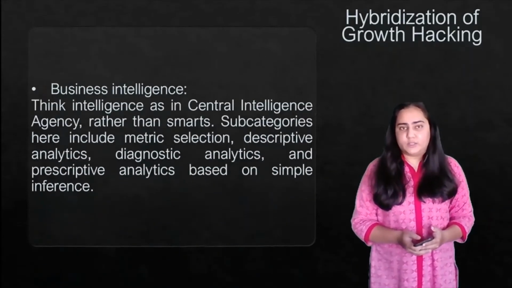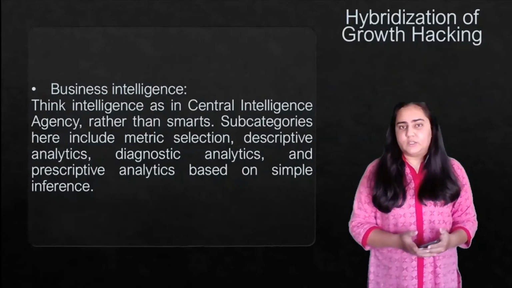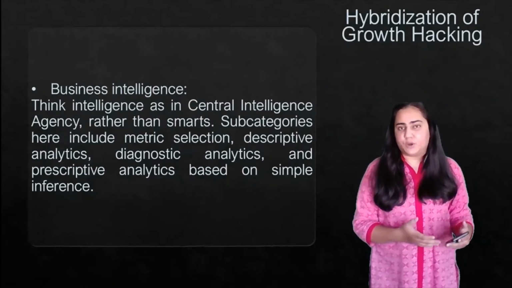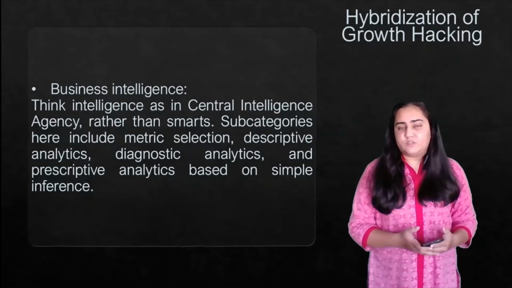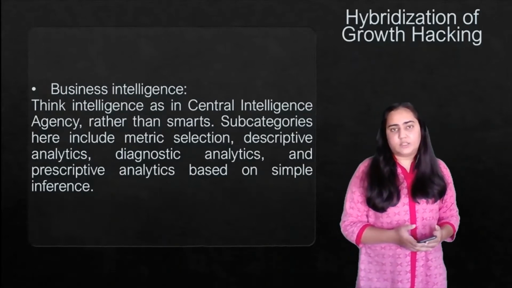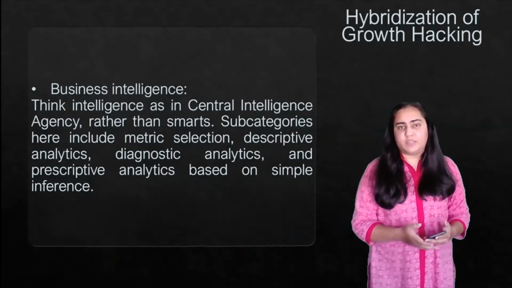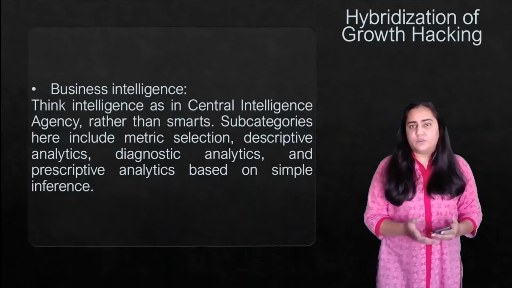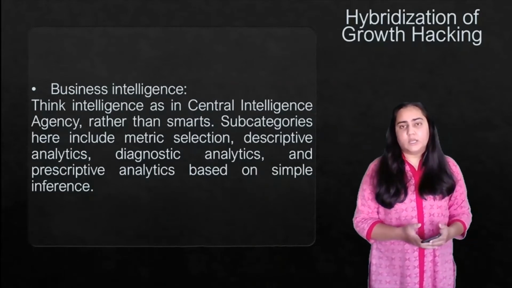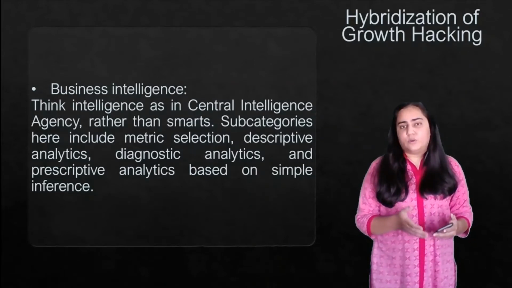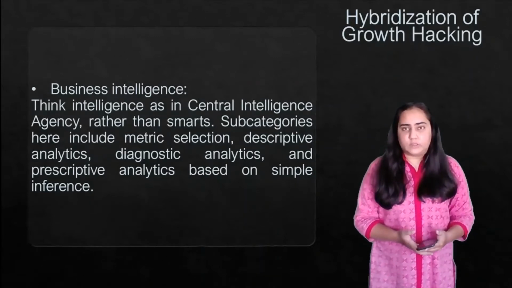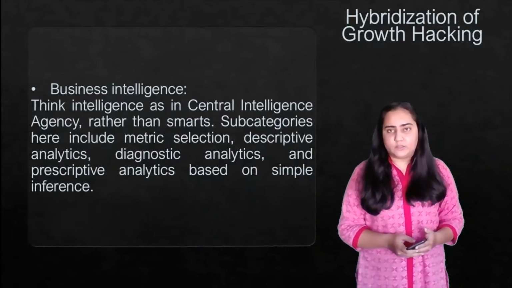Next, we have business intelligence. Think of intelligence as in Central Intelligence Agency instead of something that is smart, because the subcategories of this include metric selection, descriptive analytics, diagnostic analytics, and prescriptive analytics, which are based on simple inference. I've already talked about inference in my previous videos on statistics, but you'll get to know more about these if you continue watching the videos posted in this particular playlist.